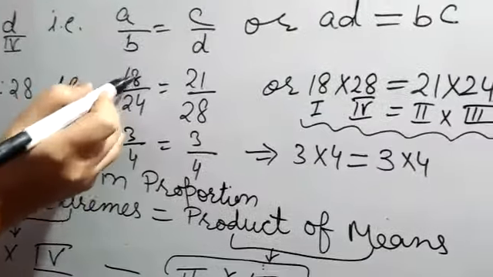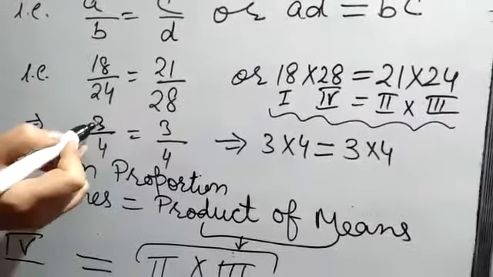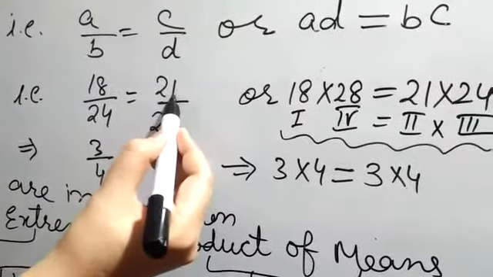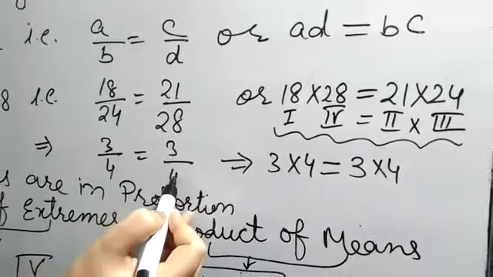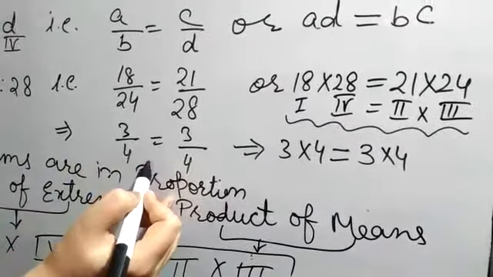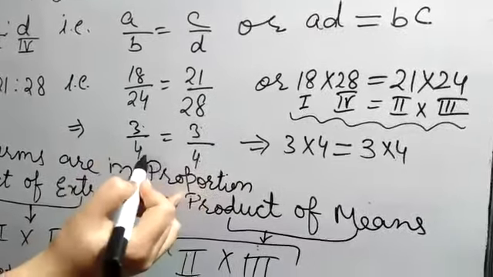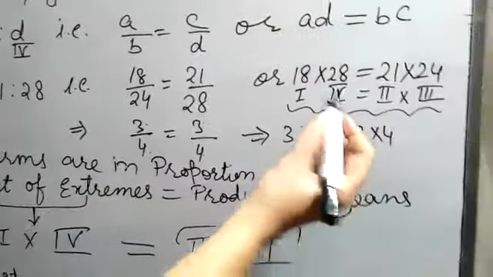How? When you take 18 by 24, simplifying it, cancelling it with the table of 6, you get 3 by 4. And here the common multiple is 7. So in the lowest term it is again 3 by 4. See, both the ratios are equal. It means when you cross multiply, product of means, here 3 by 4, is also equal to 3 multiplied by 4. So here comes the result.